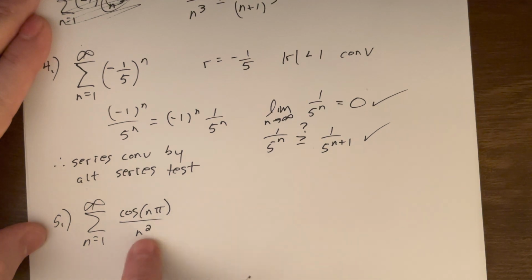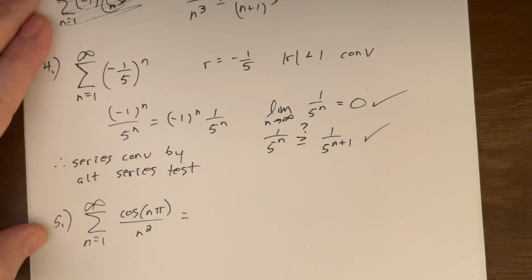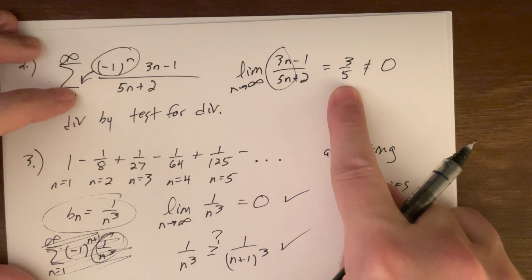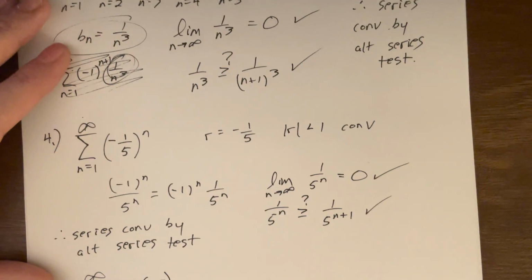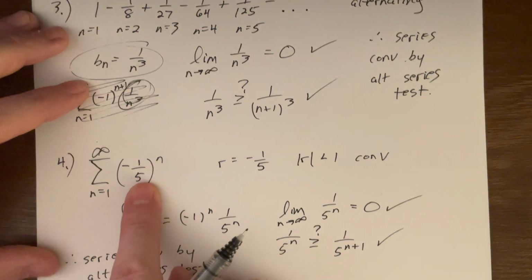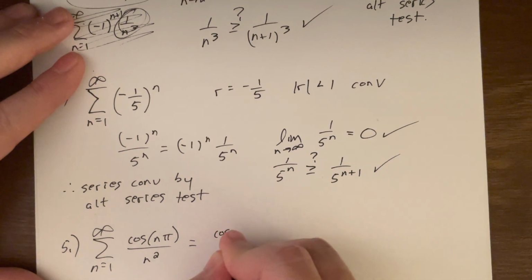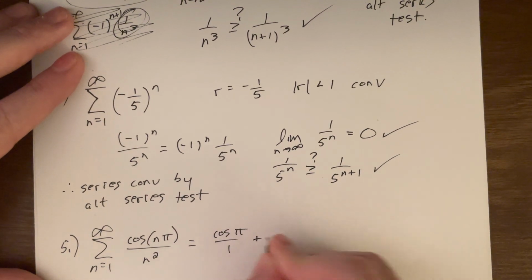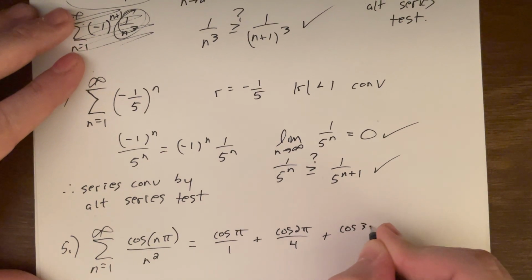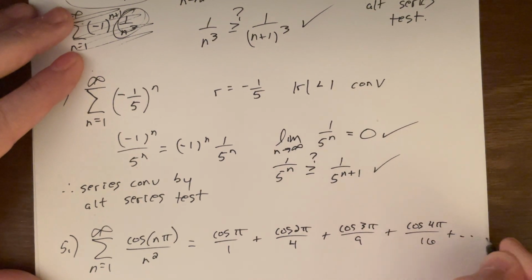what to do, sometimes writing out a few terms helps. Sometimes that might establish something, point you in the right direction. It might point out that the underlying limit is not going to 0. It might point out something like, oh, maybe I didn't realize that it was geometric. Well, in this one, if you start plugging in, you get cosine pi over 1 squared plus cosine 2 pi over 2 squared, cosine 3 pi over 3 squared, cosine 4 pi over 4 squared, and so on.